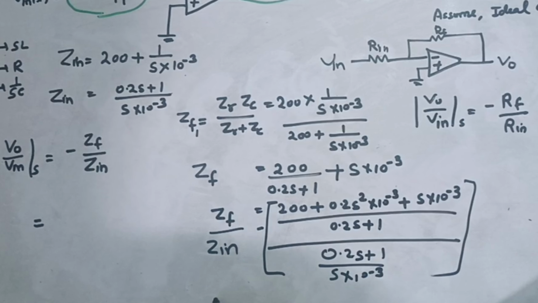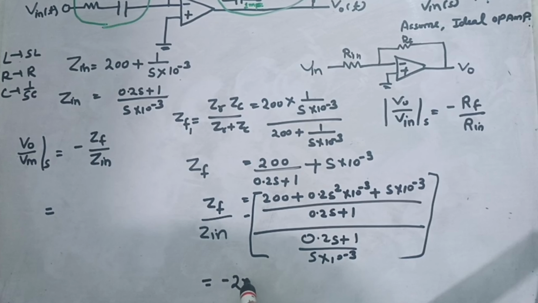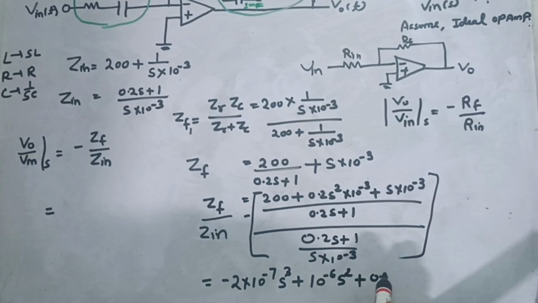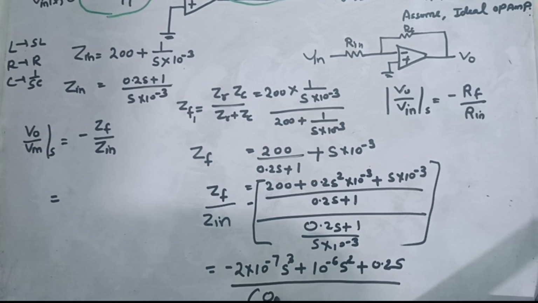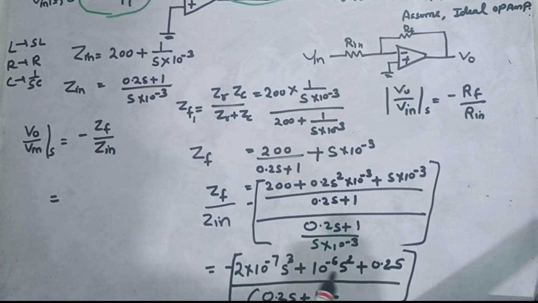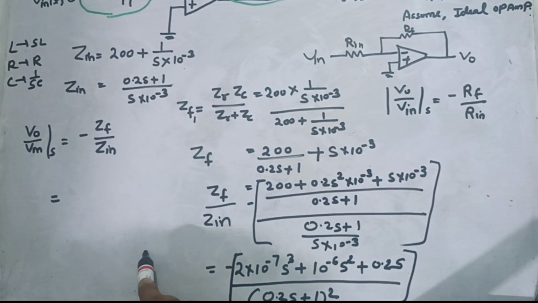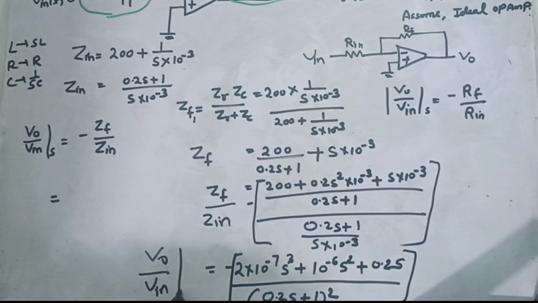So the final value which we will get here will be equal to minus 2 into 10 to the power minus 7 s cube plus 10 to the power minus 6 s square plus 0.2s, divided by 0.2s plus 1 to the whole square. So this would be the final value. Obviously this minus sign will be applicable for all, so this will be under bracket. So this is the final V out upon V in in Laplace domain. So this is the transfer function of this given circuit.